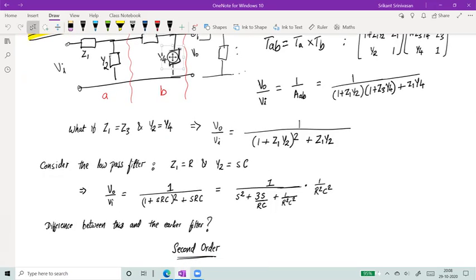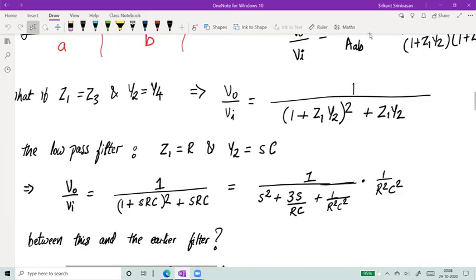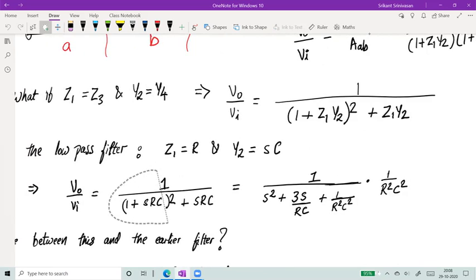So if I take two such sections, then by plugging in Z1 is equal to R and Y2 is equal to SC, you get the ratio of output by input is equal to 1 over (1 plus SCR) whole square, because that is Z1 Y2, right? Z1 is R and Y2 is SC. So this is that product plus S times RC, which is Z1 Y2. And if I were to simplify that by expanding, this is 1 plus 2 SRC plus R square S square C square.